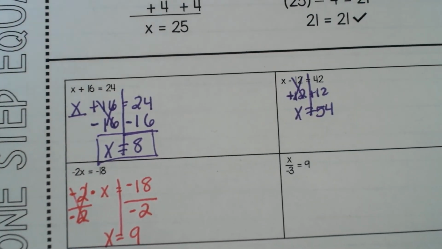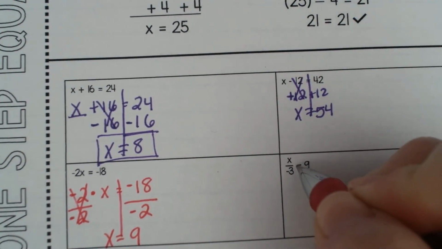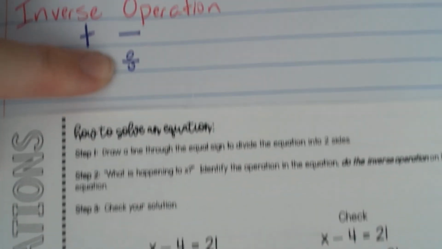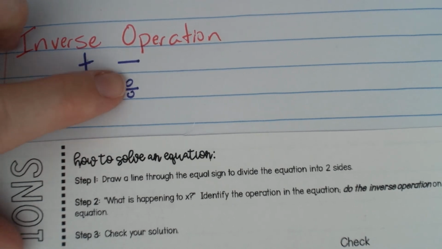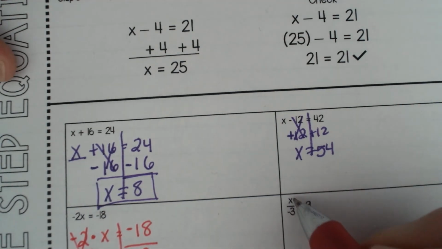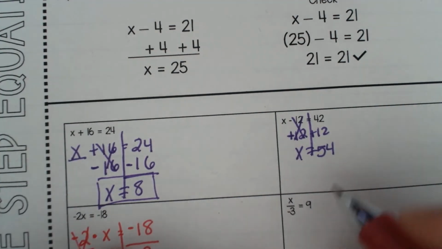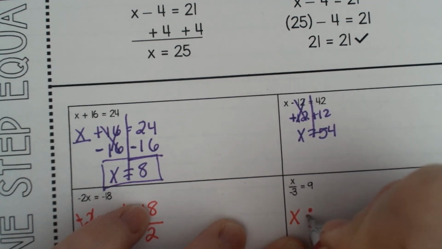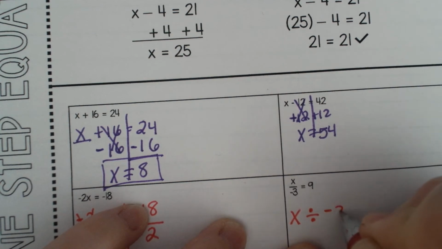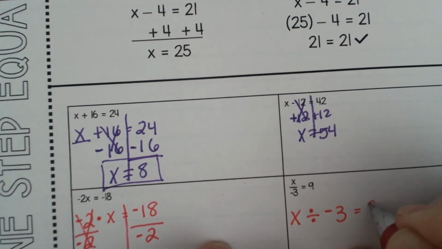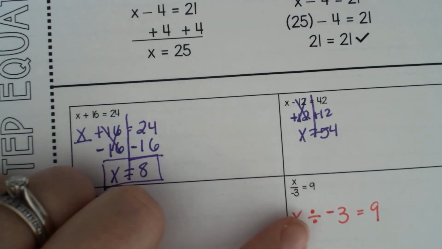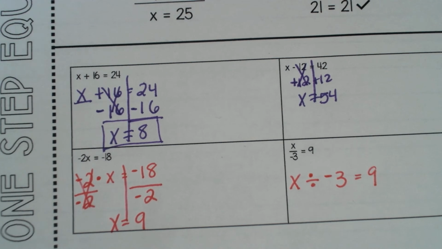Okay, last one. This one also looks tricky. But remember, a fraction bar is the same as divide. See how this sign right here looks like a fraction? It looks like a number over another number. A fraction means divide, a number over another number. So I could rewrite this one, and I want you all to do this. X divided by -3 equals 9. Rewrite it to look like that. If you ever see an equation like this, rewrite it to look like this. It will really help you.